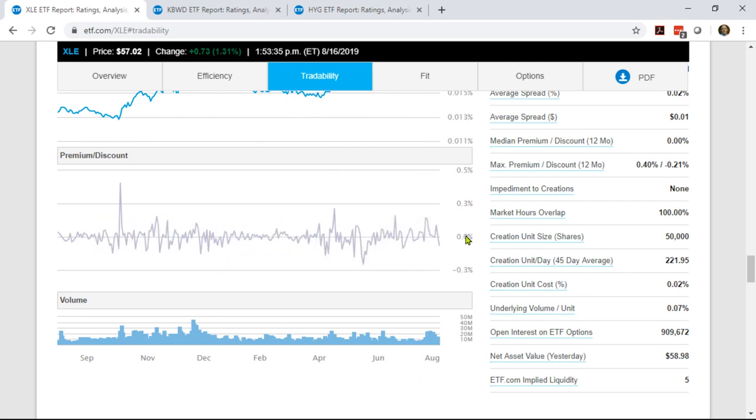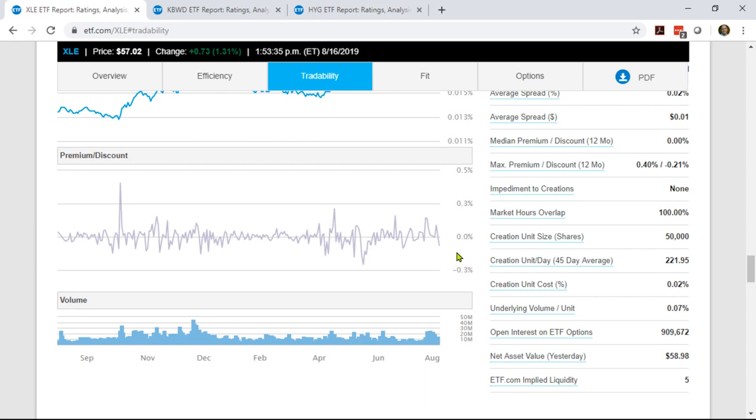So funds like this one, XLE, trade pretty close to fair value, and these small moves above and below zero can really just be considered closing price noise, or just the difference between where an index provider gets a closing price and maybe where the exchange marks that closing price.